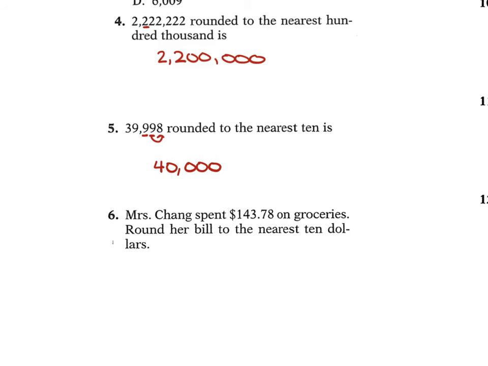For 6, it says Mrs. Chang spent $143.78 on groceries. Round the bill to the nearest $10. So that would be in the 4s. That 4, so that's $140.